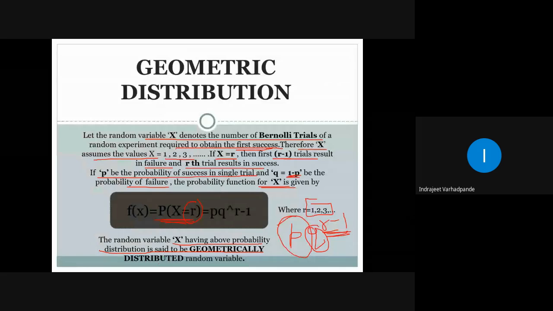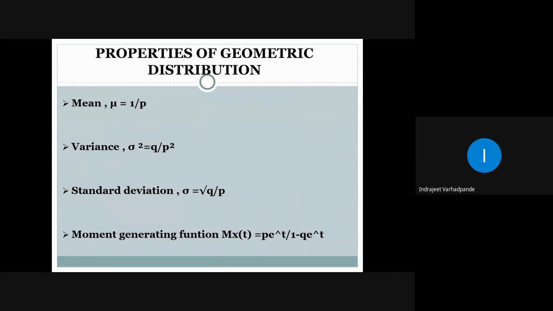Now, how do we identify the problems of geometric distribution? Whenever the success is expected in certain trials, for sure we will be applying the geometric distribution.